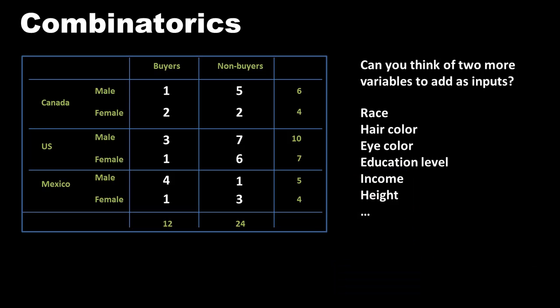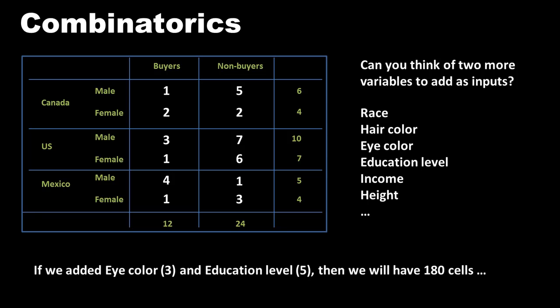But what happens when you add additional variables is you run into combinatorics. Suppose we added eye color, and there are three different values for eye color, let's say brown, black, and blue. And then we added education level, and we've got five different levels for education. Could be, you know, didn't go to school, graduated high school, undergraduate, graduate, and then did a PhD. Those could also be used as predictors. So if you added these, you'll now have three choices for country, two choices for gender, that is six, three choices for eye color, 18, five choices for education, 90, and then two target choices, buyers, non-buyers, a total of 180 cells. So that's the point here, that this number of different combinations grows very rapidly.